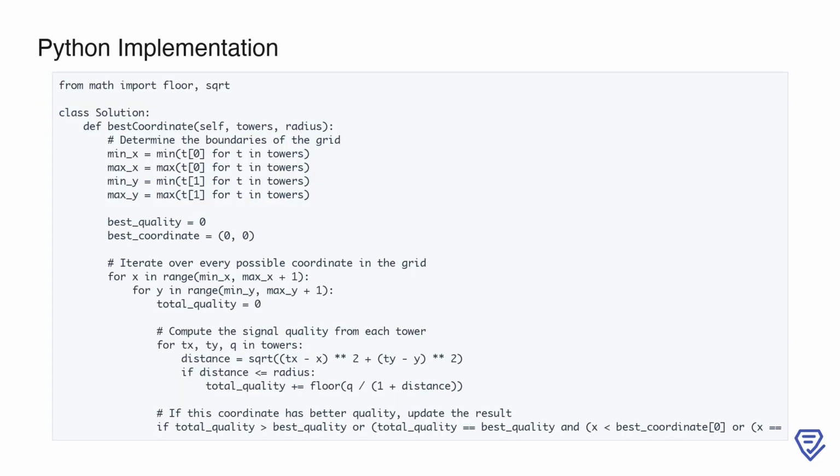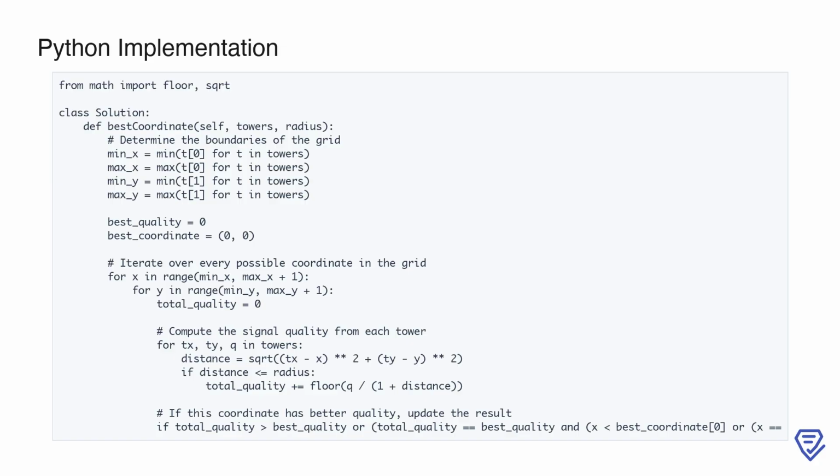Here, we begin by importing the necessary functions from the math module, specifically floor and sqrt, which will help with rounding and calculating distances. Then, we define the Solution class and the bestCoordinate method, which takes 3 inputs: the list of towers, the radius within which signal is received, and the grid boundaries. To identify the boundaries of the grid, we calculate the minimum and maximum x and y coordinates from the input towers. This helps us define the limits for where we need to search for the best coordinate.